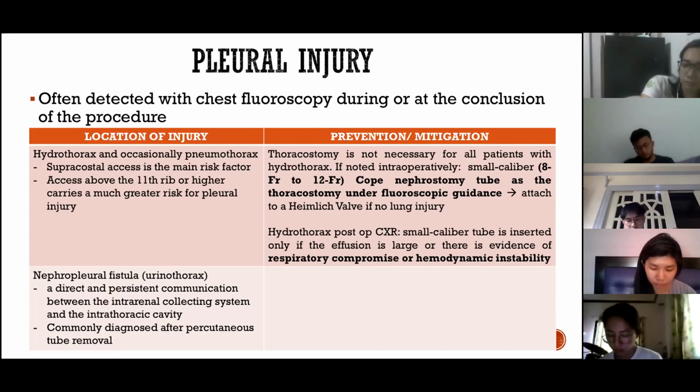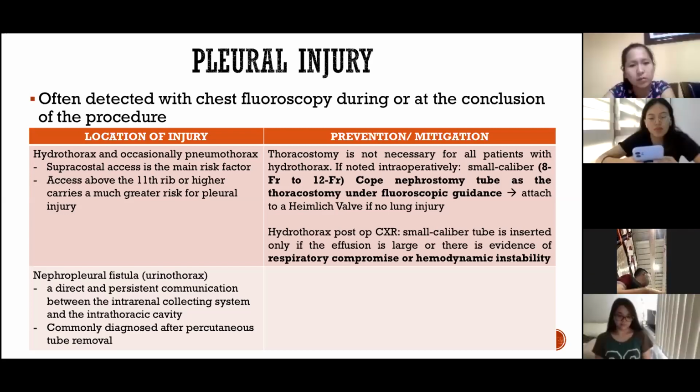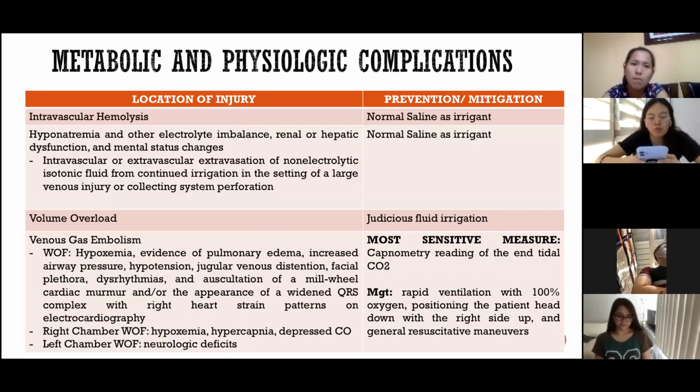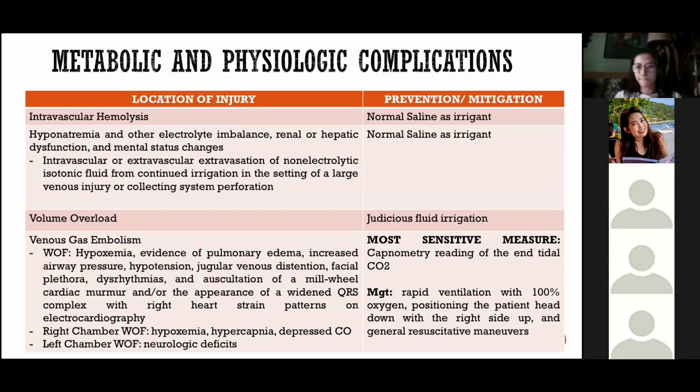Nephrofistula or urinothorax is a direct and persistent communication between the intrarenal collecting system and the intrathoracic cavity. It is commonly diagnosed after percutaneous tube removal. Metabolic and physiologic complications include intravascular hemolysis, hyponatremia and other electrolyte imbalance, renal or hepatic dysfunction, and mental status changes.